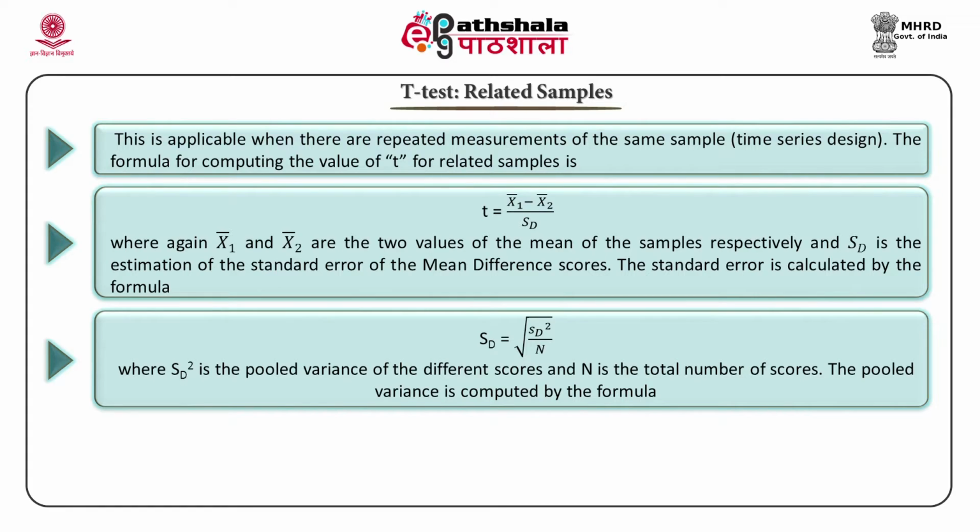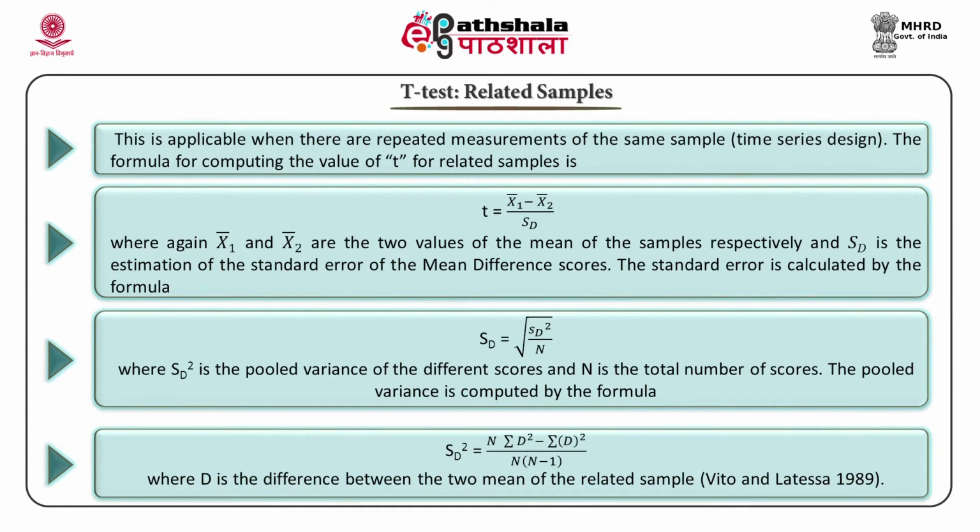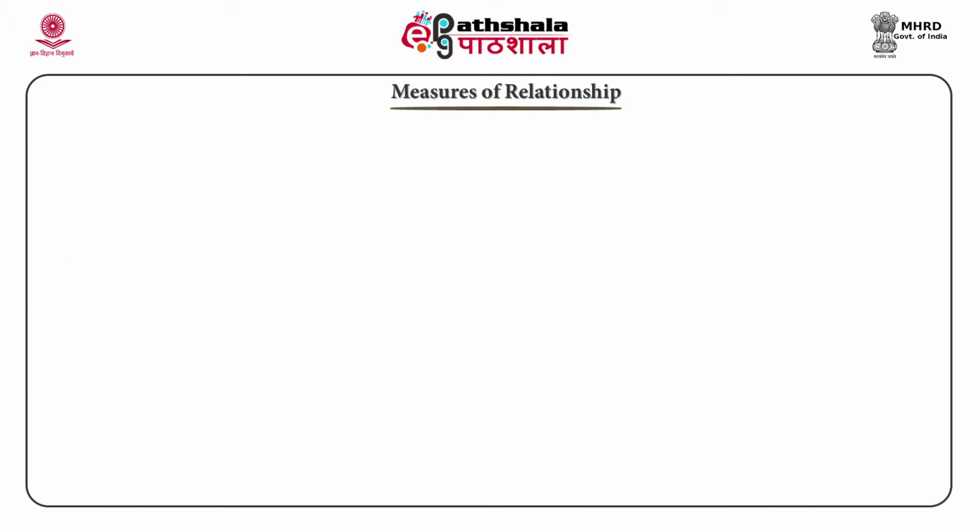The pooled variance is computed by the formula SD² is equal to [n Σd² − (Σd)²] divided by n(n − 1), where d is the difference between the two means of the related sample. Next we come to measures of relationship.